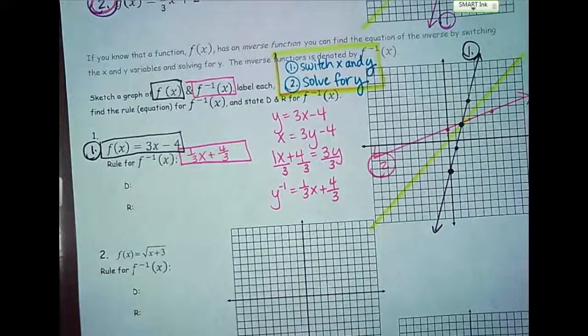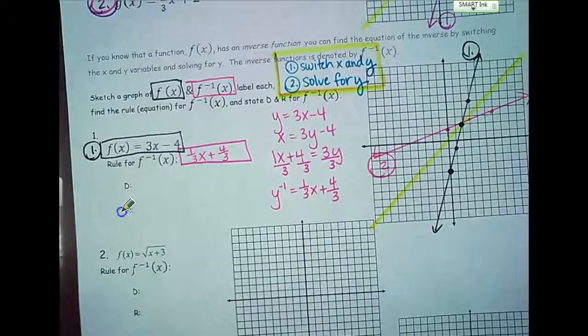Kind of hard to see, but does the pink line and the black line look like a reflection over the y equals x line? In other words, does this line here look like a reflection of this line? Check. Hop over the yellow. Yes. Do you see it? They're reflections, aren't they? So are they inverses of each other? Yes.